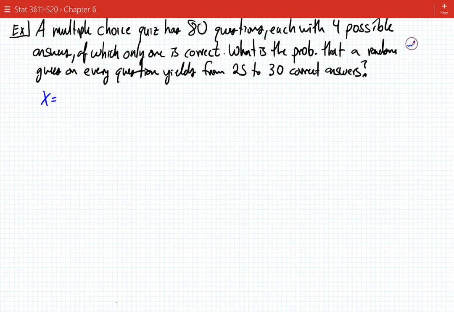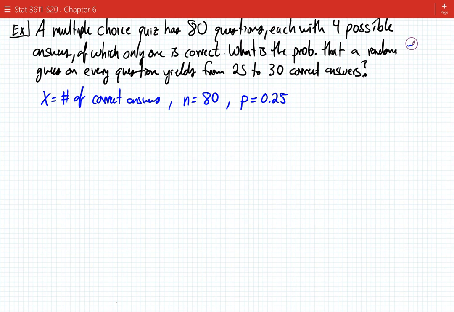If X counts the number of correct answers, then X is a binomial random variable. You have 80 trials. Success probability per question, if we're just randomly guessing, is 1 out of 4, a 25% chance, since only 1 of the 4 possible answers is correct. So 25% chance per question that we get it correct.